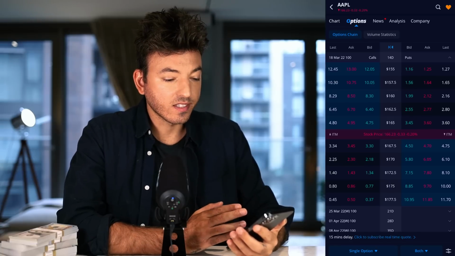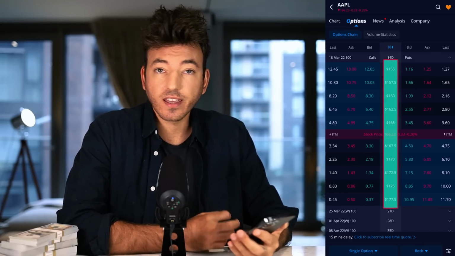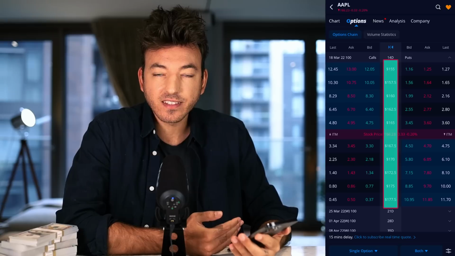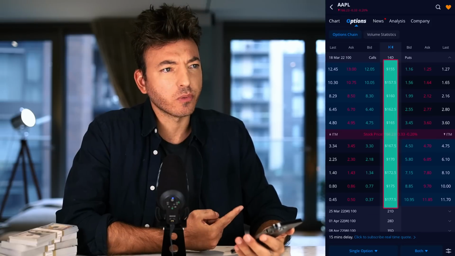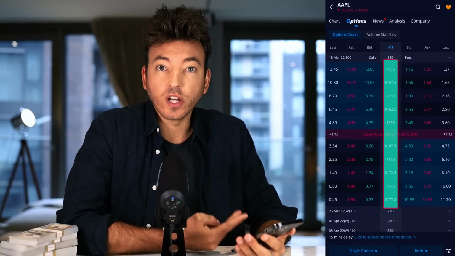The next thing that you're going to see, right down the middle, is a list of strike prices, okay? And this is the second thing that we have to look at when going into an option trade after the expiration date. So I look at what's my expiration date, and then I see what strike price should I choose.